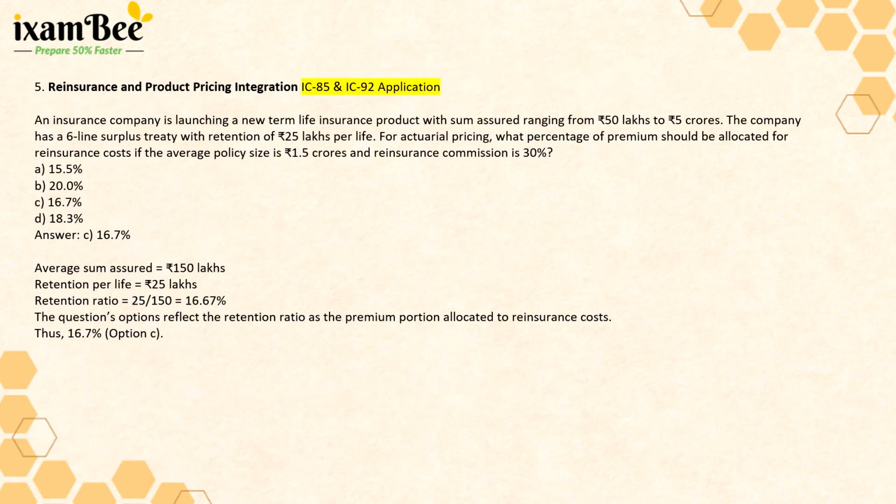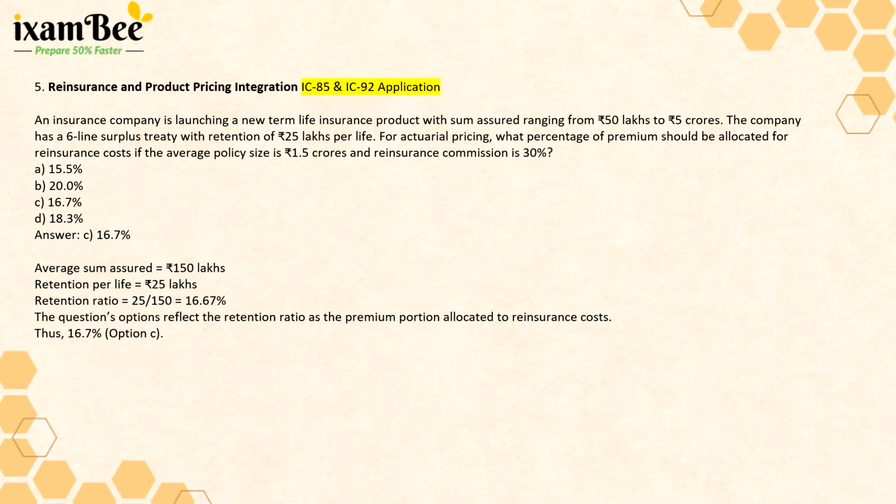Moving to the fifth question, which is reinsurance and product pricing integration, IC 85 and IC 92 application. An insurance company is launching a new life insurance product with the sum insured ranging from 50 lakhs to 5 crores. The company has a 6-line surplus treaty with a retention of 25 lakhs per life. For actuarial pricing, what percentage of premium should be allocated for reinsurance costs, if the average policy size is 1.5 crore and the reinsurance commission is 30%?